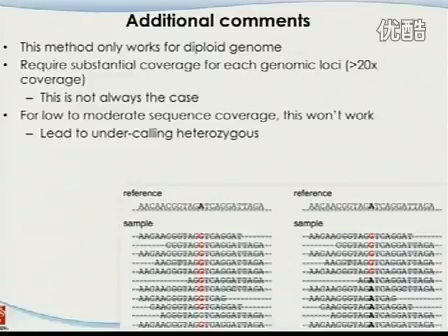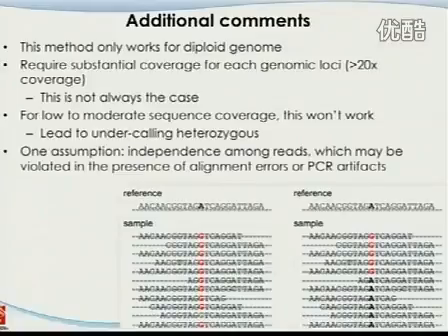For low to moderate sequencing coverage, this won't work, and it will lead to undercalling heterozygotes. Right. And one assumption we are making here is independence among reads, which may be violated in the presence of alignment errors or PCR artifacts. Okay, so the general equation I just went through is still an approximation. You cannot really assume it is perfectly correct, but in general it makes a lot of sense.